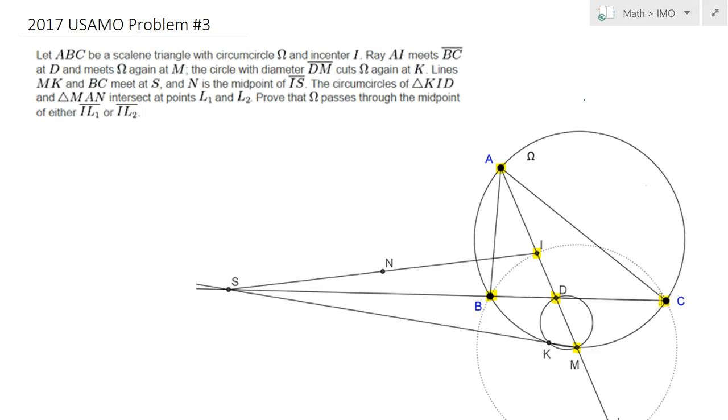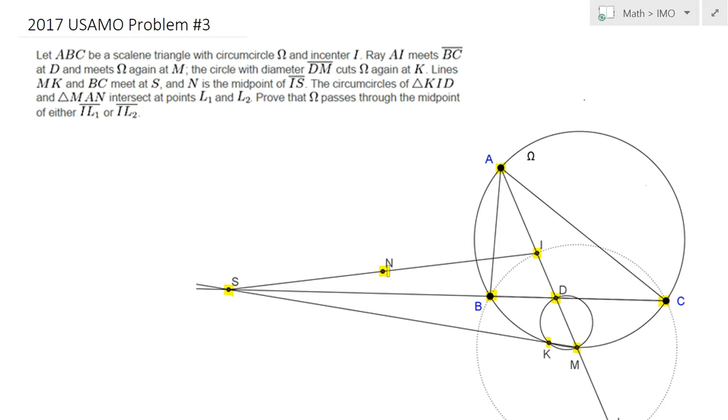And then we will draw a new circle with diameter DM, and that circle will intersect the circumcircle of ABC at the point K, at which point we will extend the line MK to meet BC at the point S. So that's the next point. Finally, we will draw SI and call N the midpoint of that line segment.